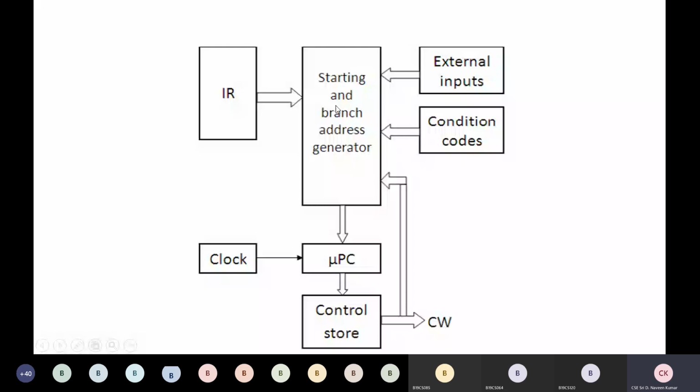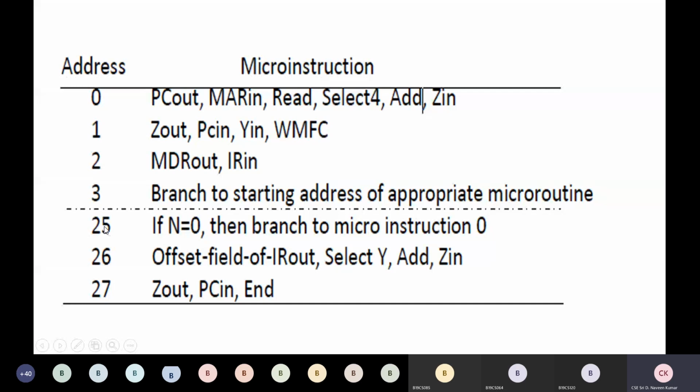So it is generated by this component. This component will generate the starting address of the micro instruction. This is the micro routine, and its starting address is 25. I assume the 7 steps you can see here are 3 steps.